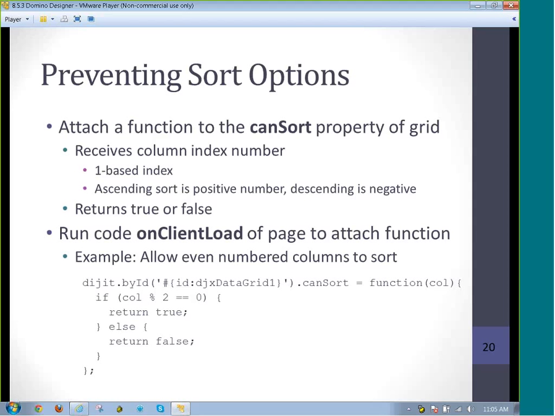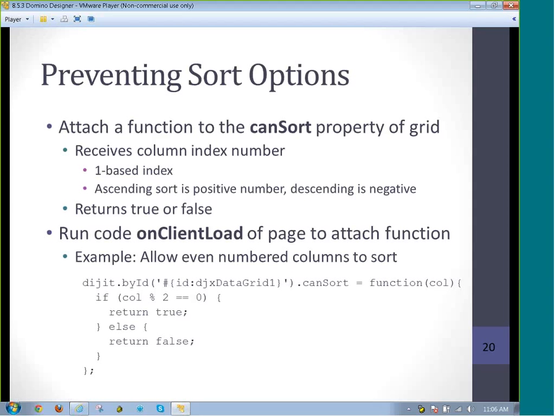So in order to do that, we have to write a function and we attach it to a property of the grid called canSort. And that function will basically determine what the column number is and whether it's allowed to sort, and then it'll return true or false based on whether that sort option is allowed. So essentially, we need to use this to prevent sorting on any sort options that the view can't support. So for an example down here, we've got this code here, and it will only allow even-numbered columns to sort.